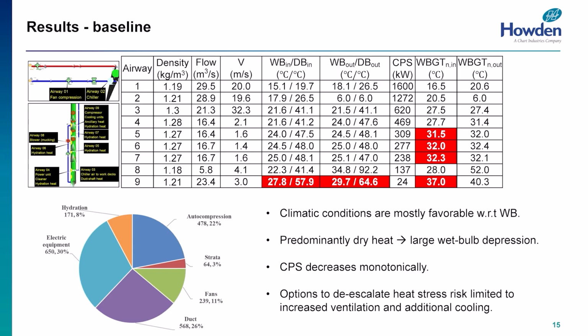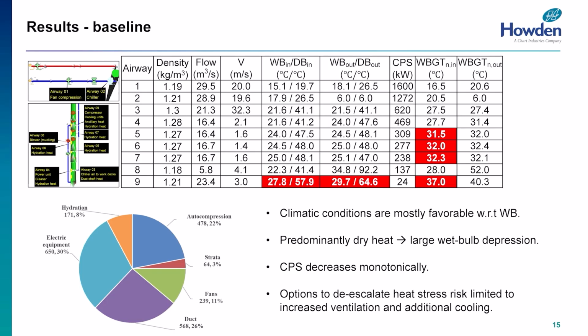If we then focus our attention on the CPS column, we actually see that this variable is decreasing monotonically, and that kind of makes sense as the return air is traveling back up the shaft. It encounters one additional heat source, and those heat sources are essentially bringing the wet bulb temperature closer and closer to the target value.